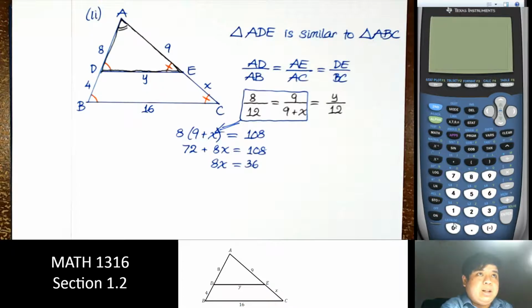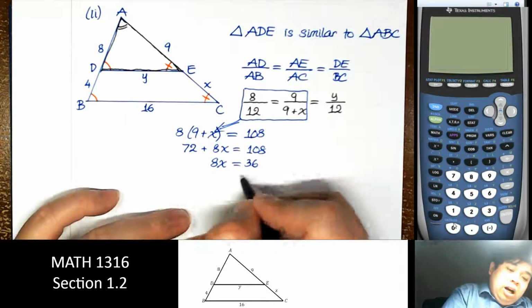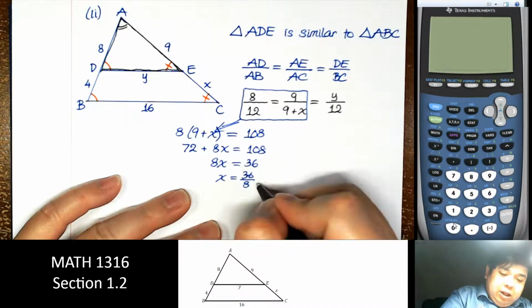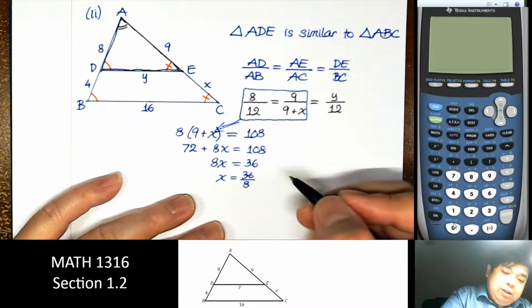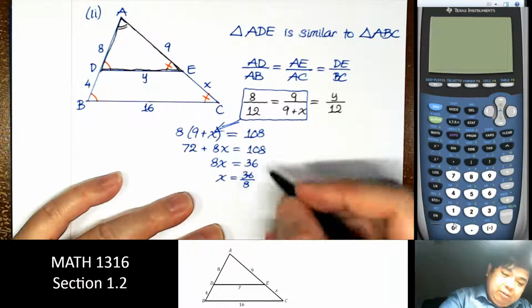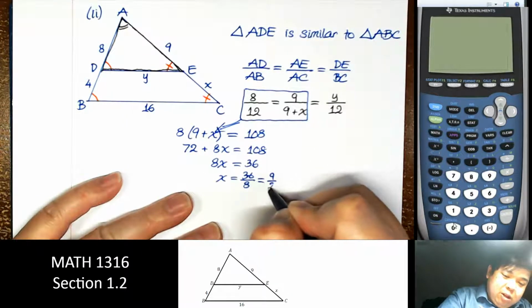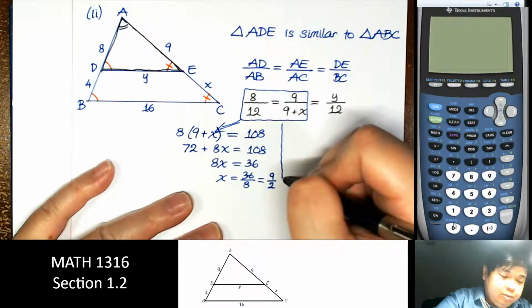And I hope that comes out nice and even, but it's not. So x is 36 over 8, which is 9 over 2, or 4.5. Right. Divide top and bottom by 4.